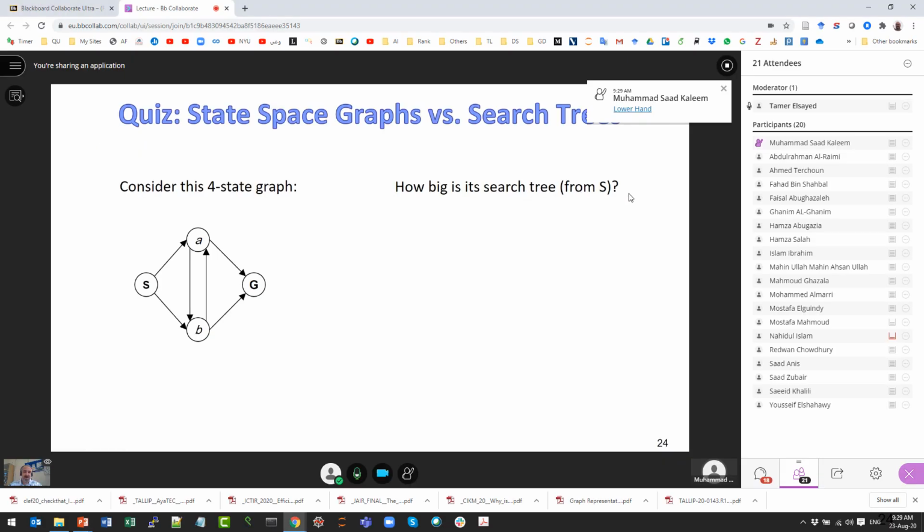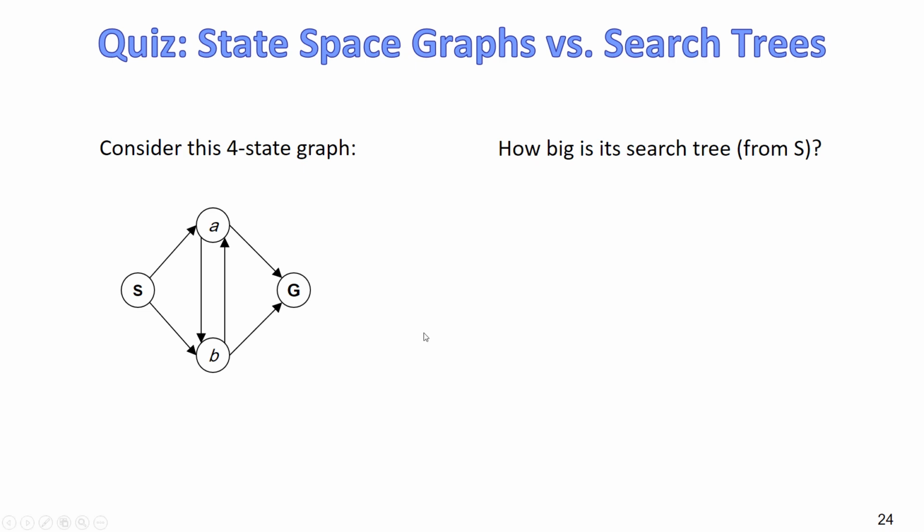Any answers? Anyone other than Saad? How big is the search tree? Okay, Abdurrahman. Is it three levels? Three levels. So tell me, what are the three levels? First of all, at the beginning, there's the S.